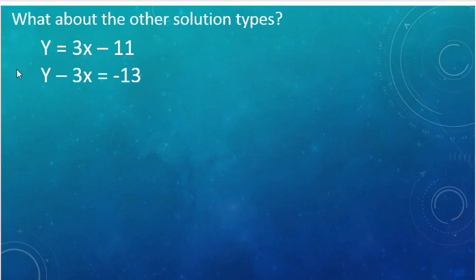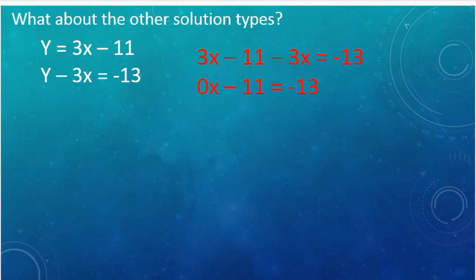What about the other solution types? We also talked about in last class how you can have no solution or infinite solutions. In this problem, we're going to look at that. First step, solve for one of your variables. In your first equation, you already solved for y, so plug that into the second equation. So you have 3x minus 11 minus 3x equals negative 13. Continue to simplify.